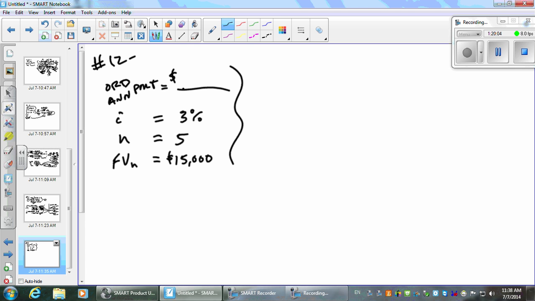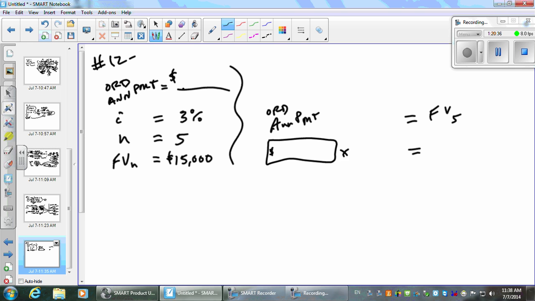So what would we do? How would you set this up? The authors usually divide, I usually multiply. I can set it up. You could take the payment equals, here's a way, ordinary annuity payment. I want to know what this ordinary annuity payment is, right? That's what I'm looking for. I do know its future value that I want it to grow to. 5 periods from now, it's going to be 15,000.